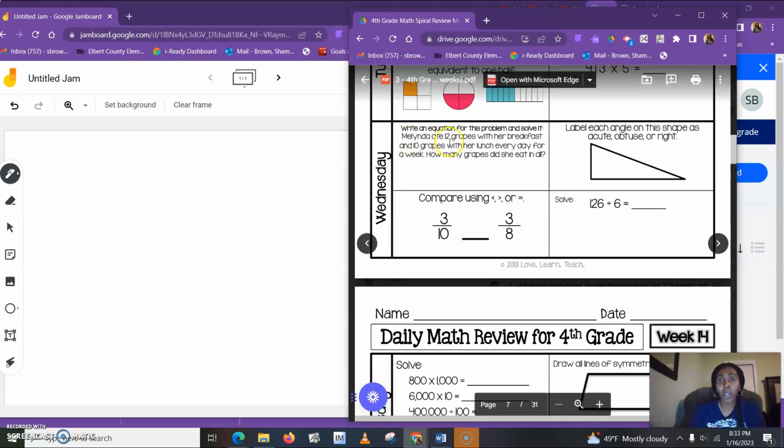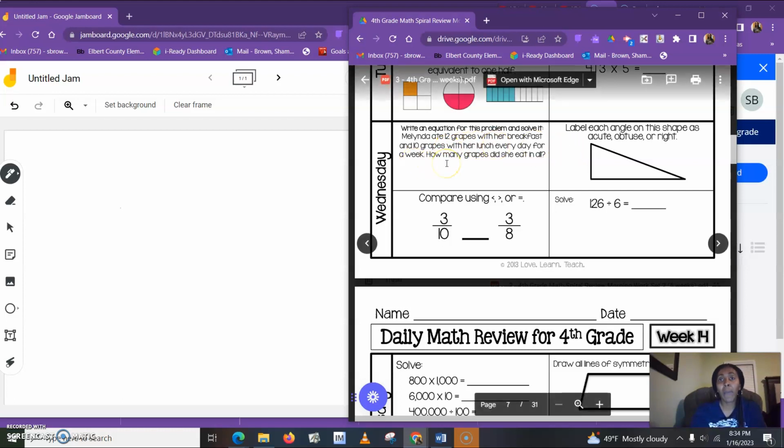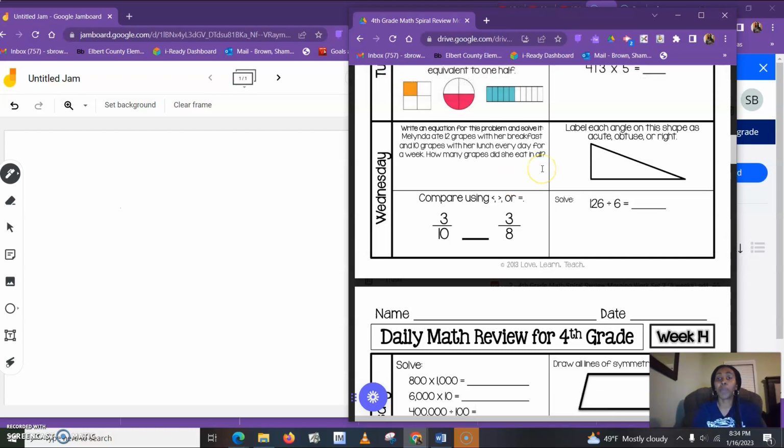Melinda ate 12 grapes with her breakfast and 10 grapes with her lunch every day for a week. How many grapes did she eat in all? So this will be a two-part equation.